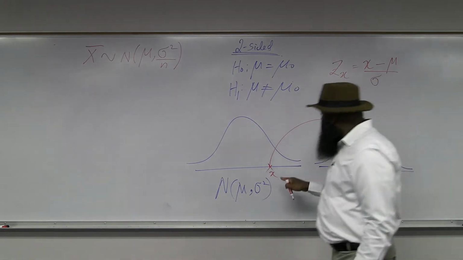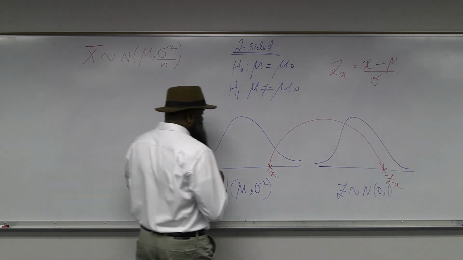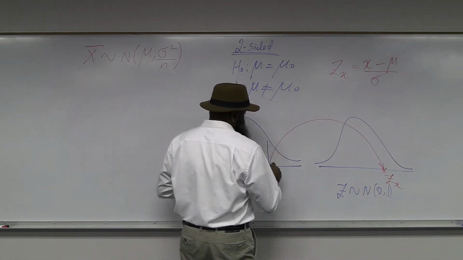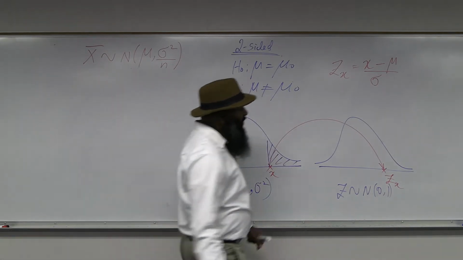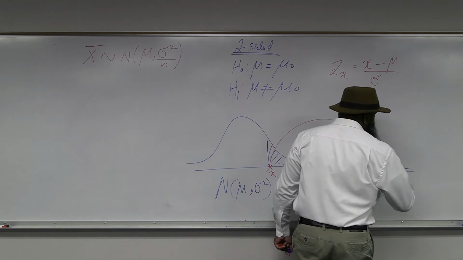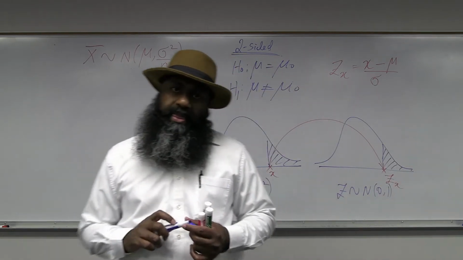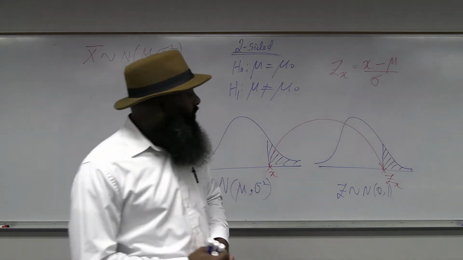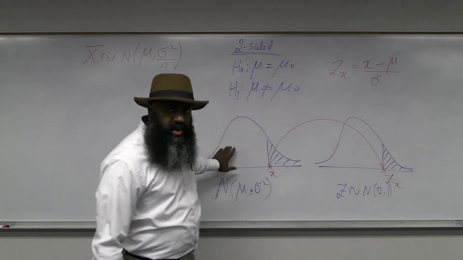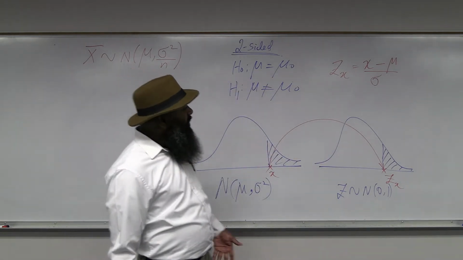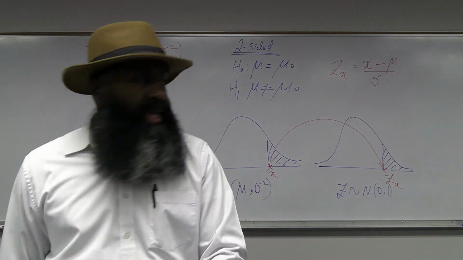Now what's the connection between this point and the z-score? The connection between those 2 points is, if you look at the area to the right from x, that will be exactly equal to the area to the right from zx on the standard normal distribution. On the other hand, areas to the right being equal means areas to the left should also be equal to each other, because the total area of any distribution is equal to 1. So that's the connection.